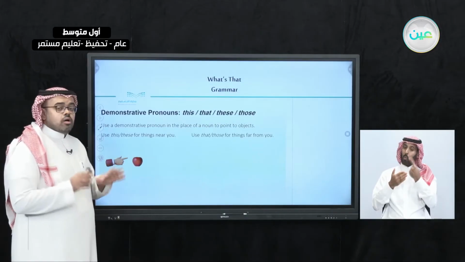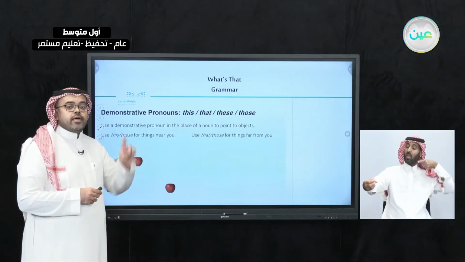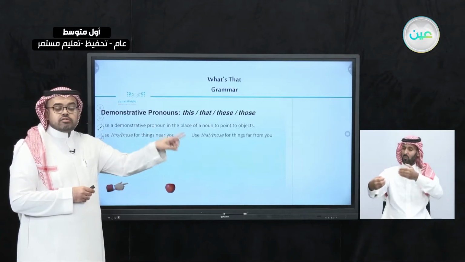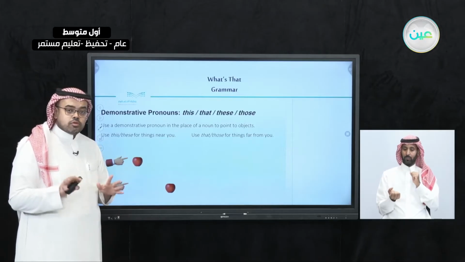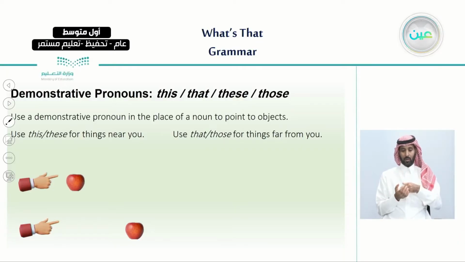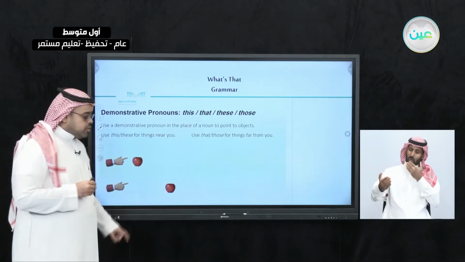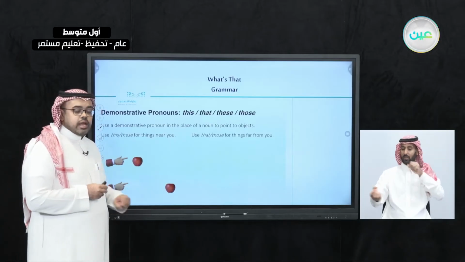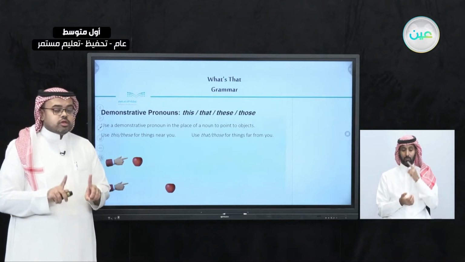Because it's very near. But if the apple is very far, as you can see here, then in this case we would say, that is an apple. So again, if we have one object and it's very near, we would say, this is an apple. And if we have one object that is far, then we would say, that is an apple. So this is for only singular objects.